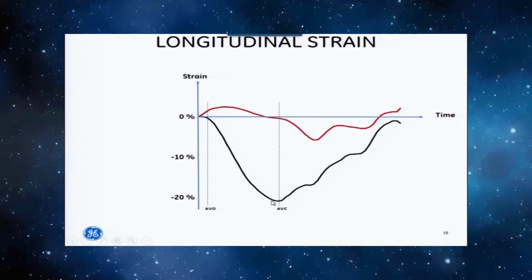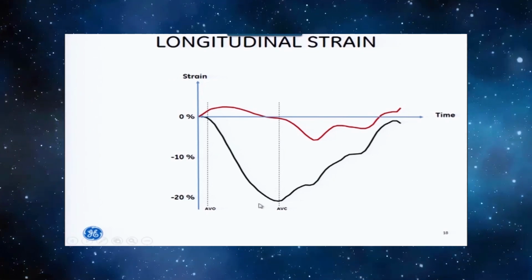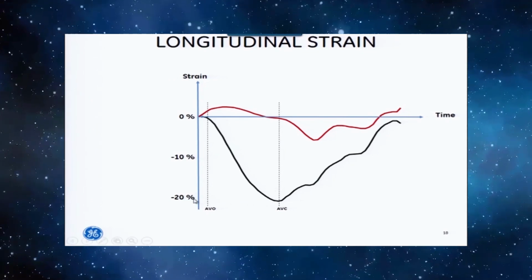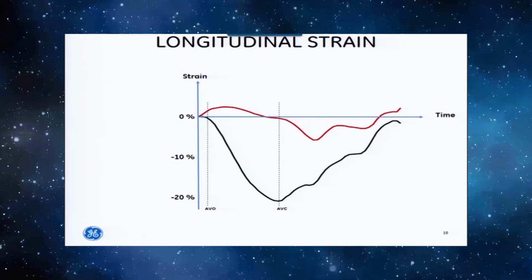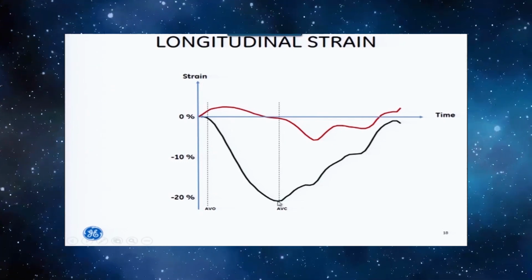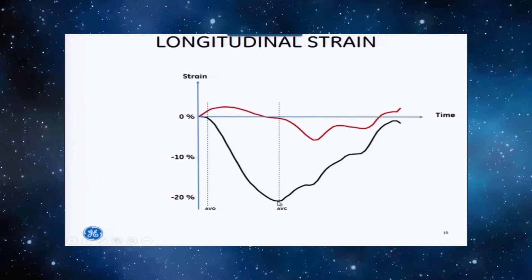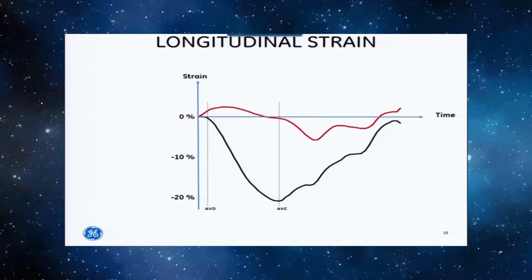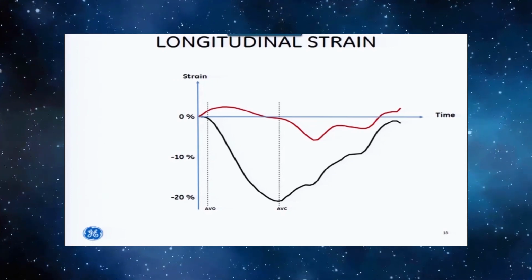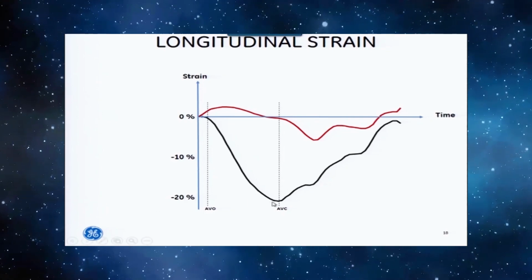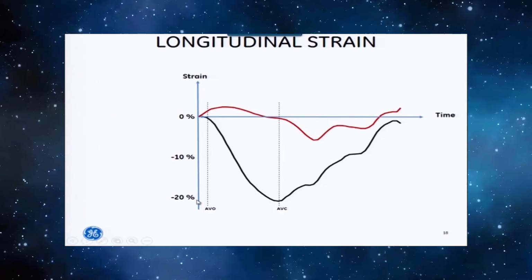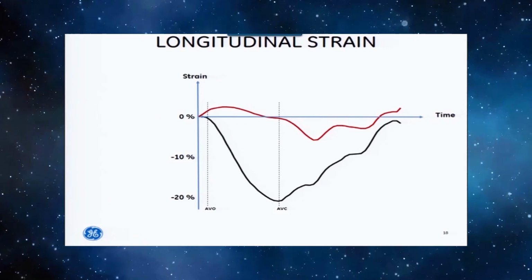The third thing we want to look at is the magnitude of the strain. And right here we have a negative 20. And in general terms, for right now, normal for longitudinal strain is negative 18% or below. And by below, I mean negative 19, negative 20, negative 21, going down that way. That's going to be normal. We see here that this curve's magnitude is about negative 20. That's our third check mark for normal.